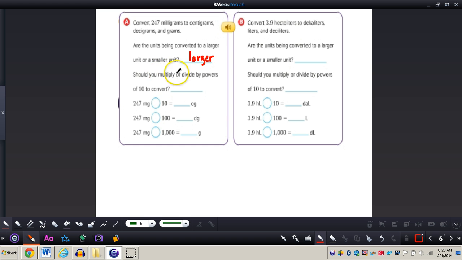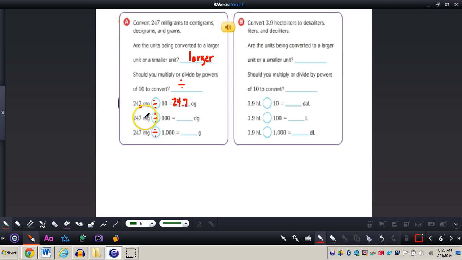Should you multiply or divide by powers of 10 to convert? Since we're going from smaller to larger, we are going to divide. So 247 milligrams equals how many centigrams? I would divide by 10, and then 247 milligrams divided by 10 equals 24.7 centigrams. What we do is move the decimal point one place to the left, since we're dividing by 1 power of 10.